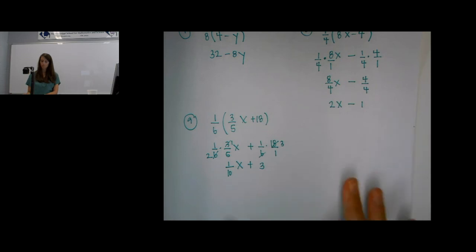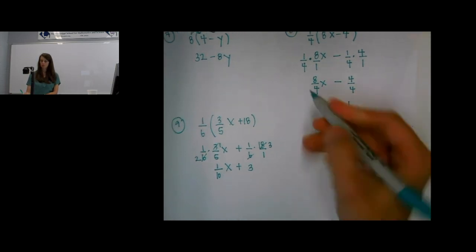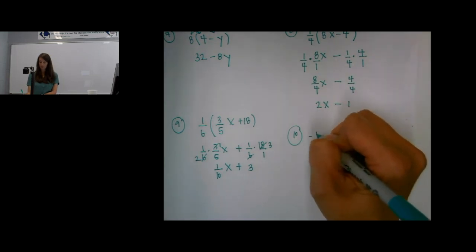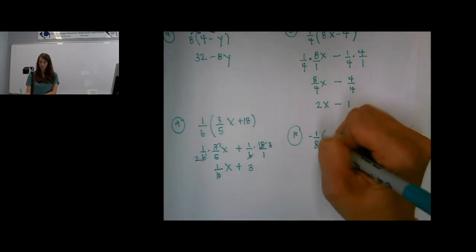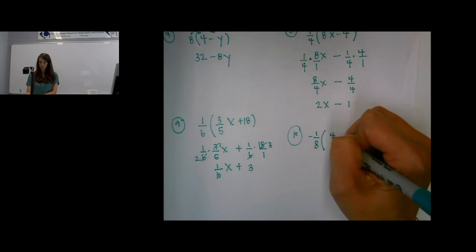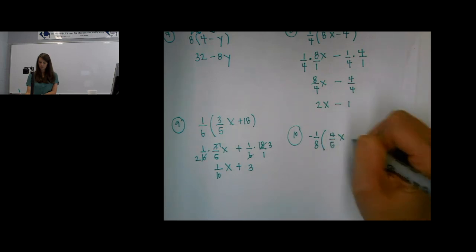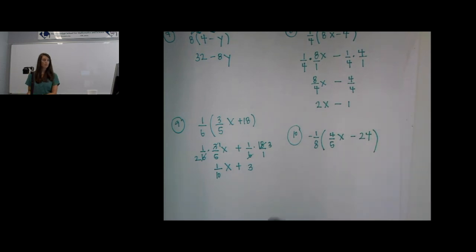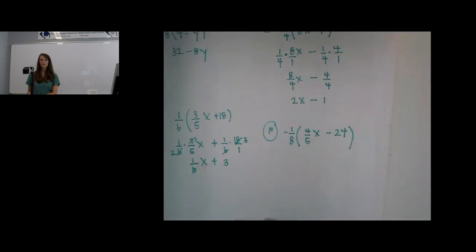Okay. Okay, I lied to y'all. Let's do one more before we do some more advanced ones. So it's a negative 1/8 times 4/5 x minus a 24. Okay, so here, take a minute, try to do this one for me before I work it with you. So let's pause the video, and let's go.